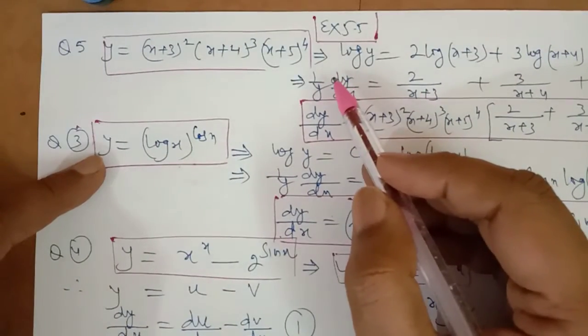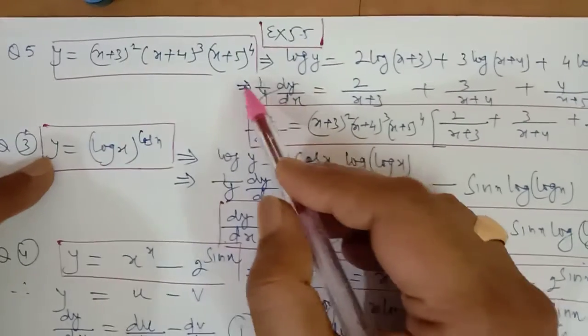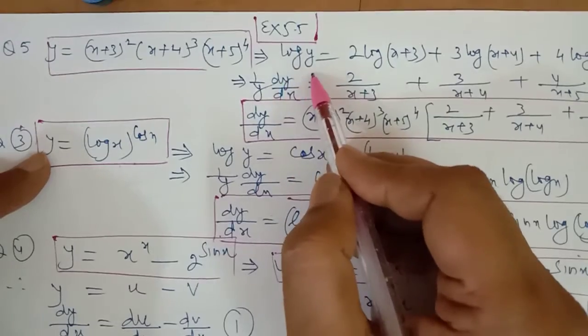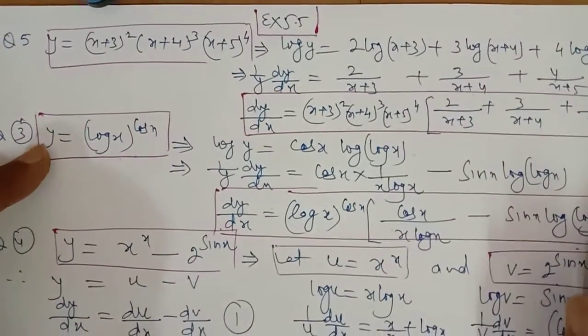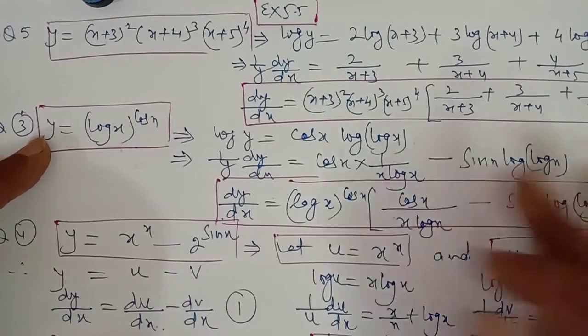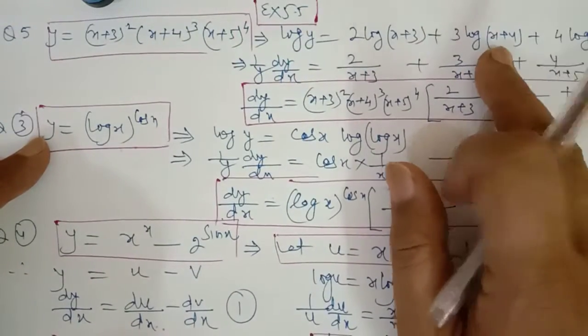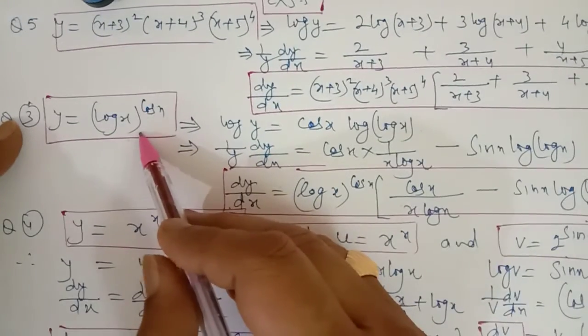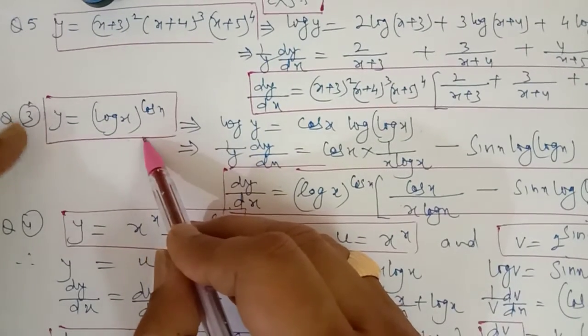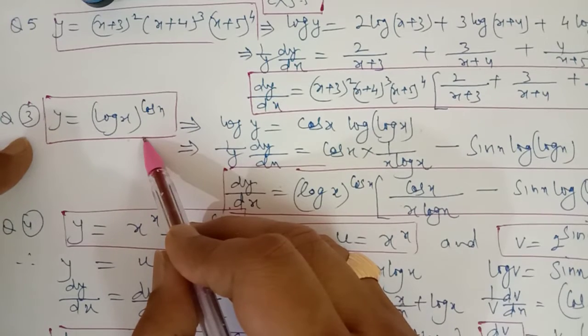Now this question number 1, 2 or 5 we have done. This can be done without taking the log also by using the product rule. The calculation may be very large, but by taking the log, the calculation becomes easy. But these types of questions we are doing now cannot be done without taking the logs.